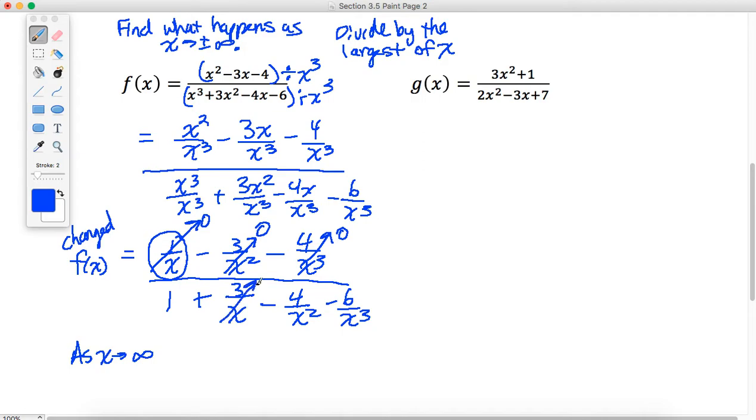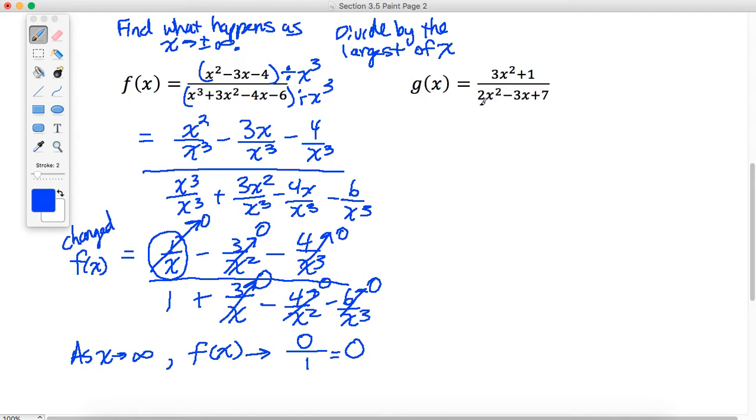And all of these terms with an x in the denominator are going to approach 0. And so as x approaches infinity, this f of x here is going to approach, well, the numerator is all 0 plus 0 plus 0, which is 0, over 1 plus 0 plus 0 plus 0, which is 1. Our f of x approaches 0.